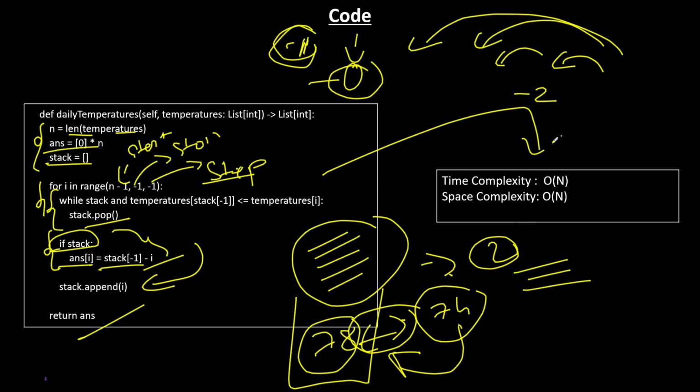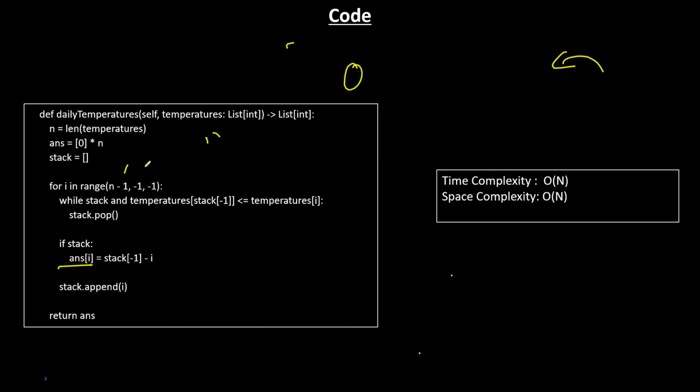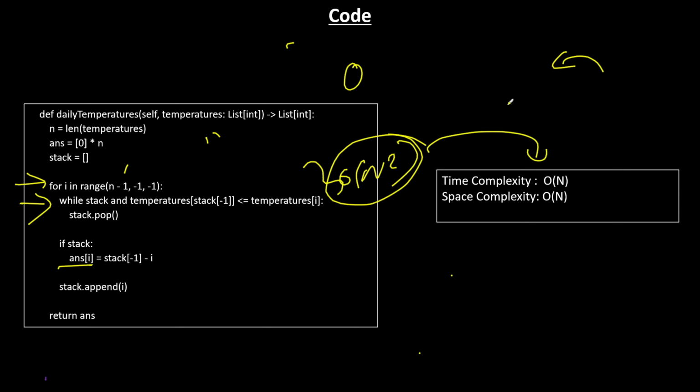So the time complexity for this is O of n, and the space complexity is also O of n. Now you might be wondering why the time complexity is O of n and not O of n square, even though we have one for loop and one while loop, right? It should be O of n square technically, right? So why is it not O of n square but O of n? The reason is, even though there is a nested while loop, each index is pushed and popped from the stack at most once, which means the total operations across the whole loop are linear.